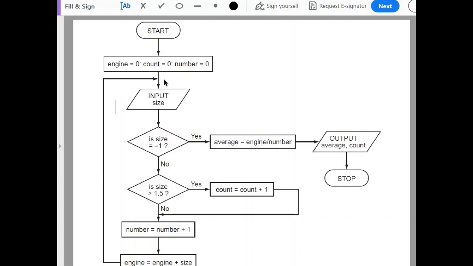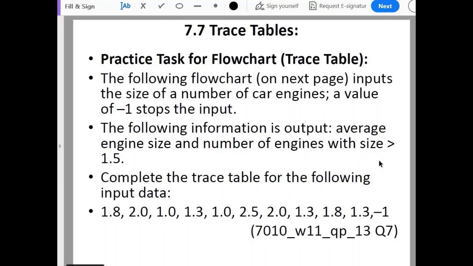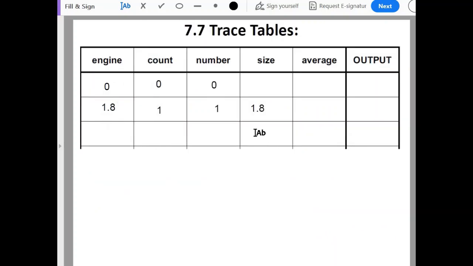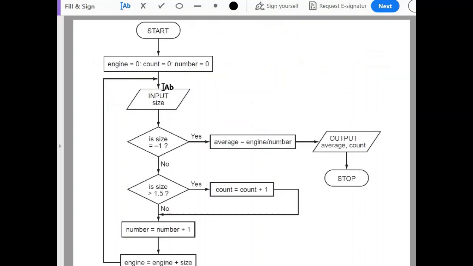And we are going to go towards the next iteration of the loop, after the count equals count plus 1 part, and we restart the loop because the arrow goes back up into input size, and the next number is 2. Whenever one iteration of the loop is finished and we start the next, we always write it in a new line in the trace table. Now this time it is 2.0.